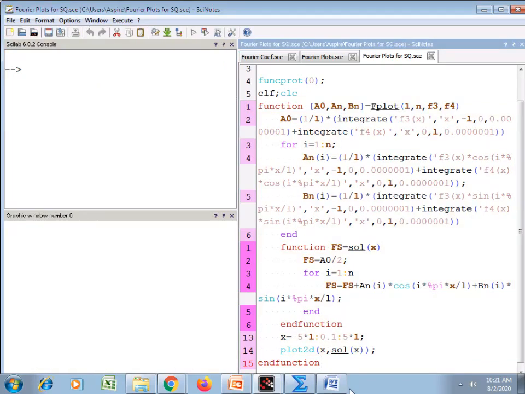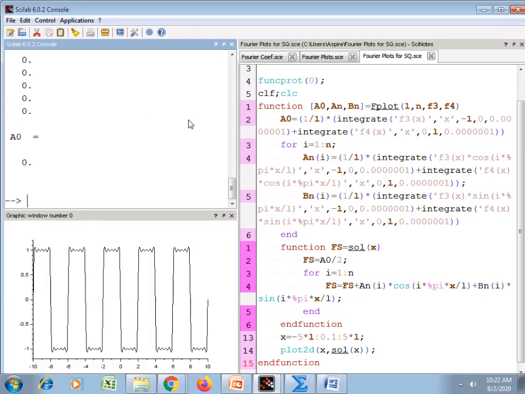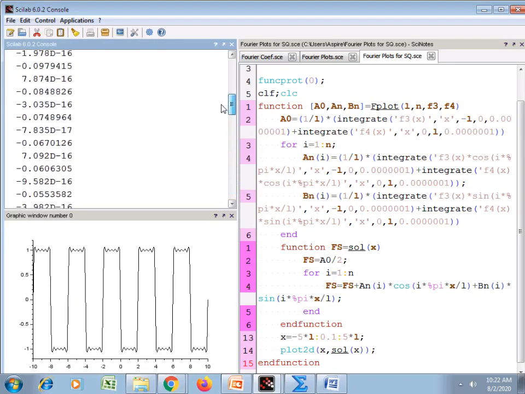Now we will plot for more number of terms in the Fourier series. So same function f3, same f4, fplot function. Now I use n is equal to 30. So now this square waveform is better than earlier.